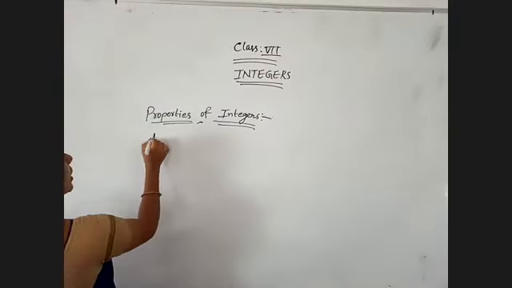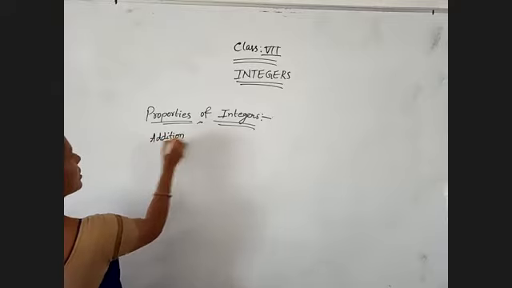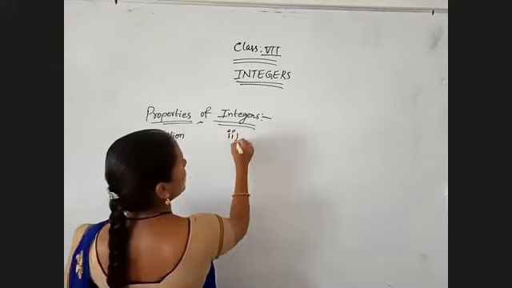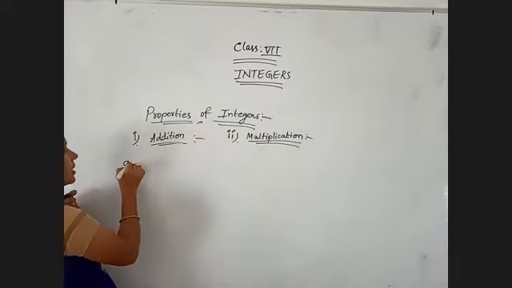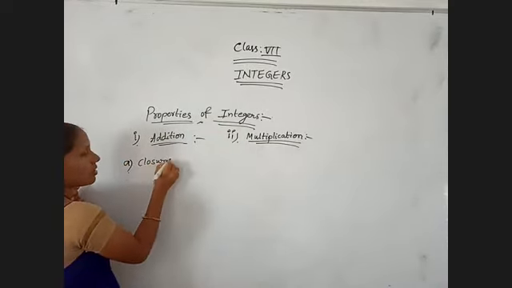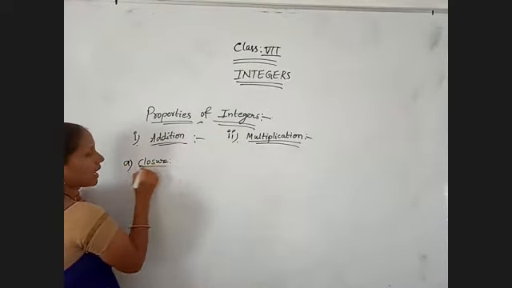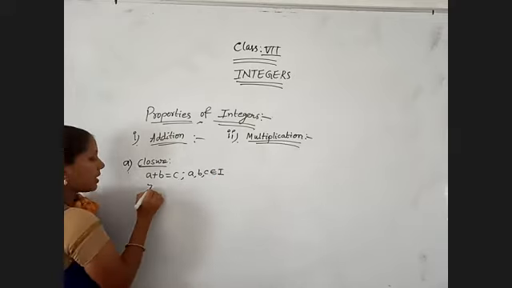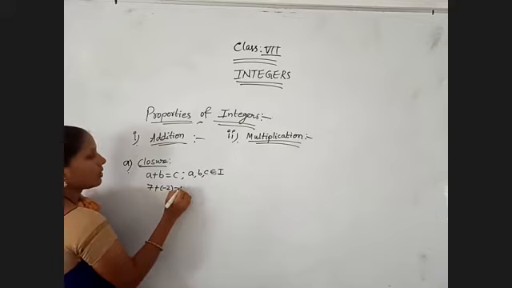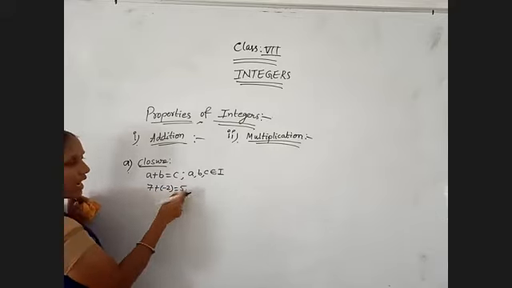First of all I am going to addition and multiplication, because all the properties are satisfied for addition and multiplication. So now the first property was closure property. According to the closure property, if we are adding any two integers, is the result also an integer? a, b, c belong to integers. For example, 7 plus minus 2 is equal to 5. 7, minus 2, 5 all belong to integers.